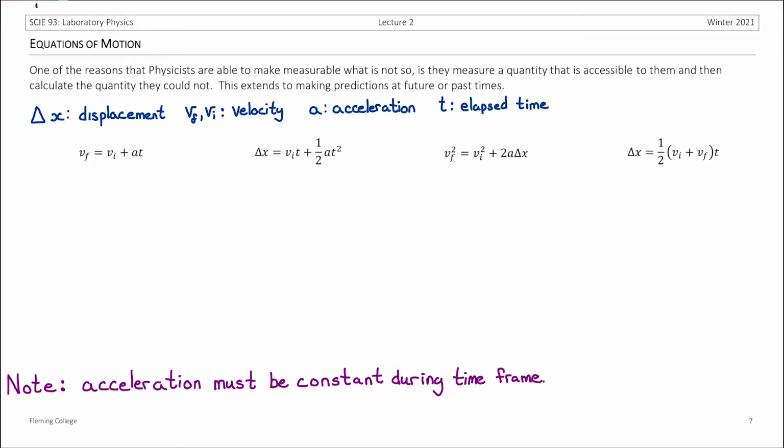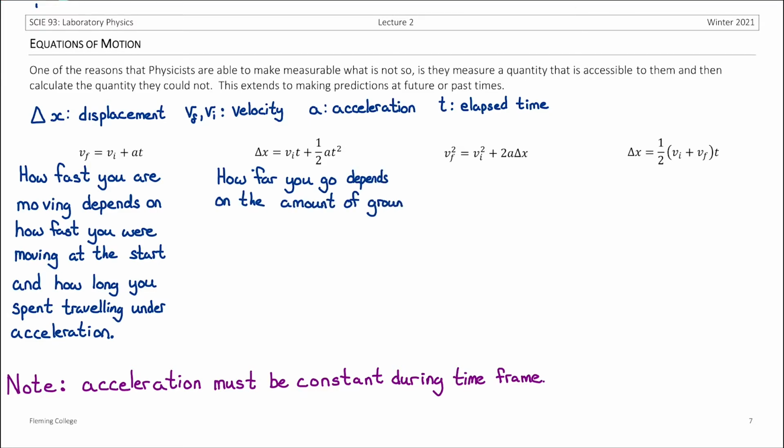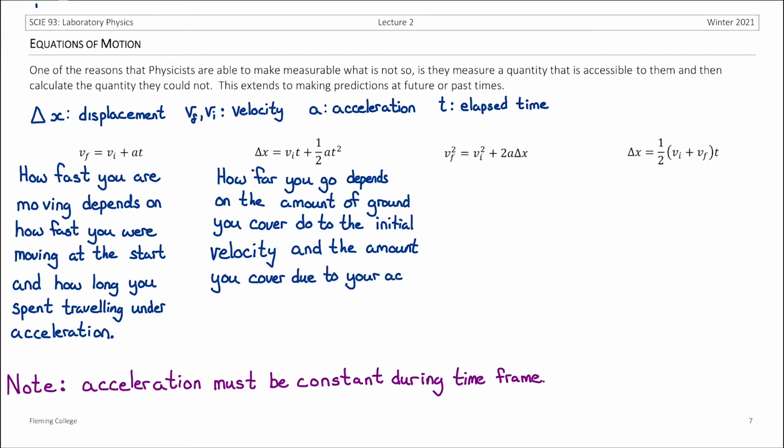As you look at these equations, sometimes it helps to consider what each equation is telling you. The equation on the left can give you an idea of how fast you are going depending on how fast you are moving at the start and how long you spent accelerating or changing your velocity. In the second equation, we can see that how far you go depends on the amount of ground you cover from your initial velocity, as well as the additional ground you cover based on the amount you accelerated while moving.